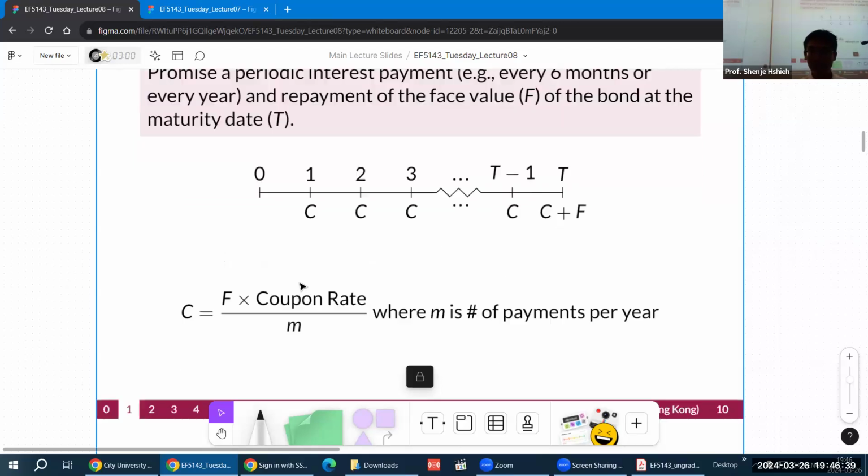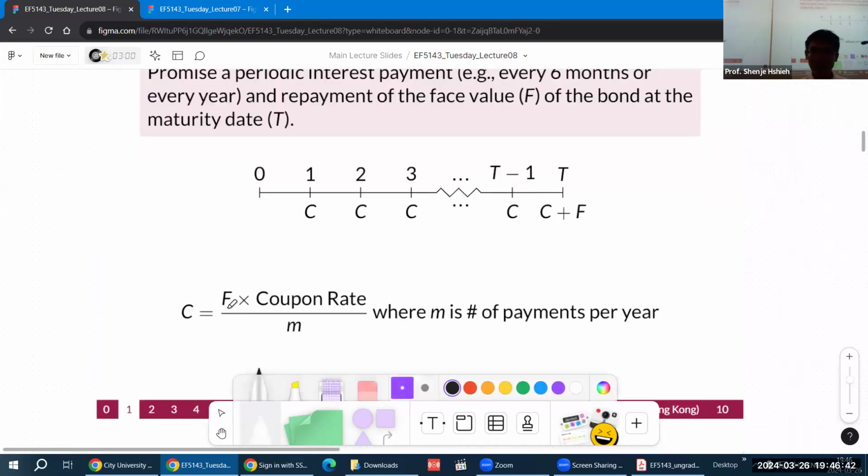So how do you determine the coupon rate? It's the face value of the contract, so this is the loan that you borrow, multiplied by the coupon rate. And if the payments occur, for example, semi-annually, then you divide by 2. That's how you determine the coupon payments. So here we have C, C, C, C all the way to maturity plus the face value of the debt, right?